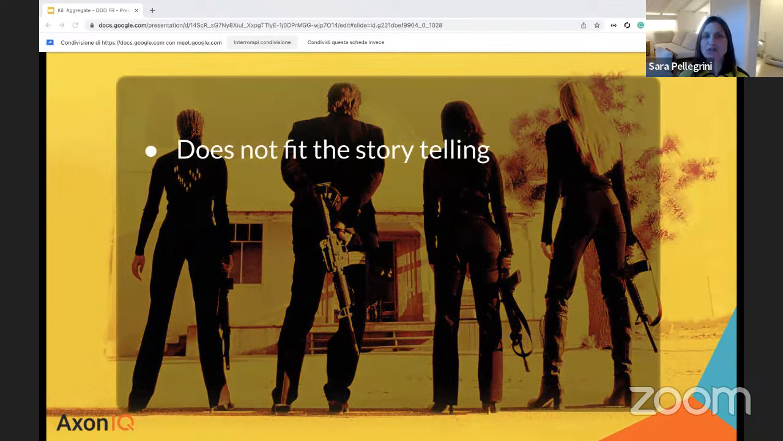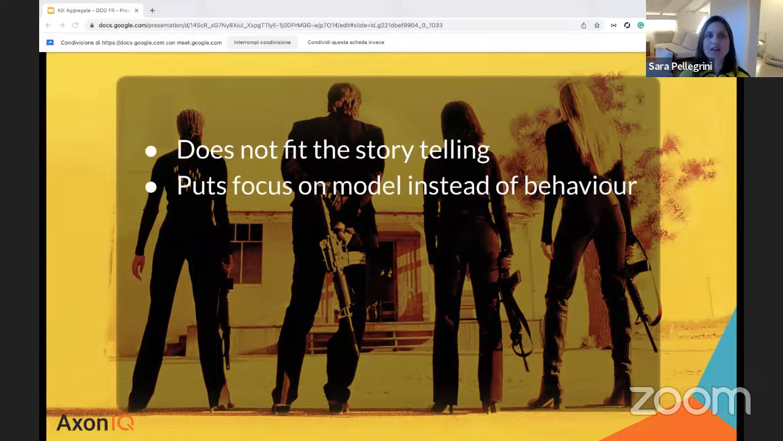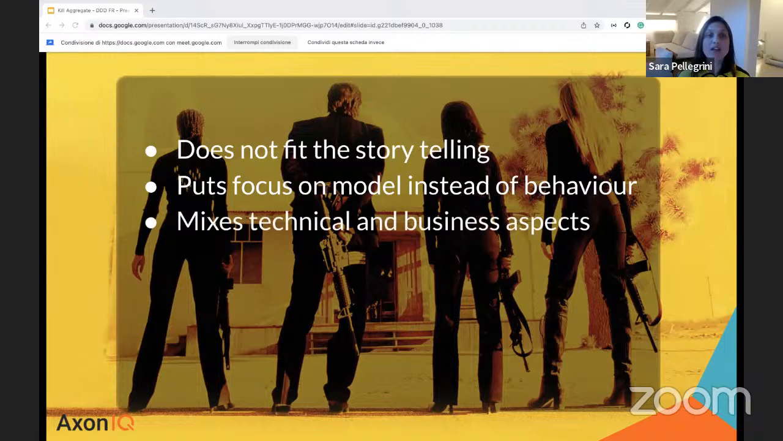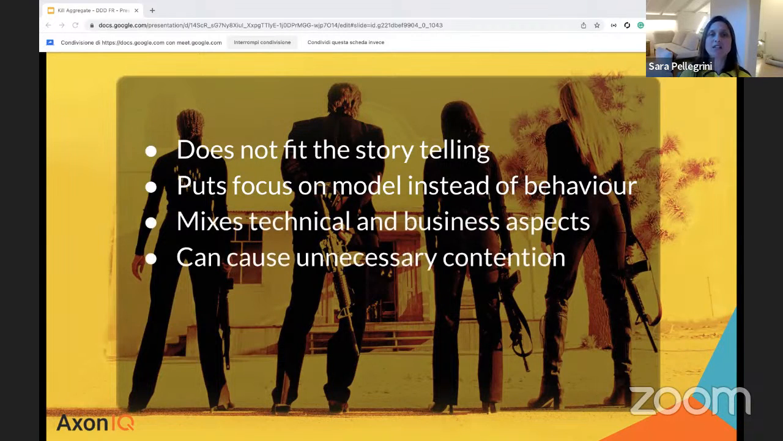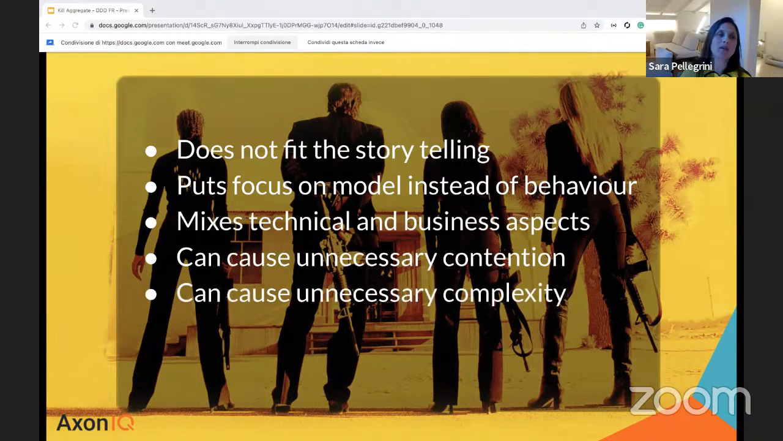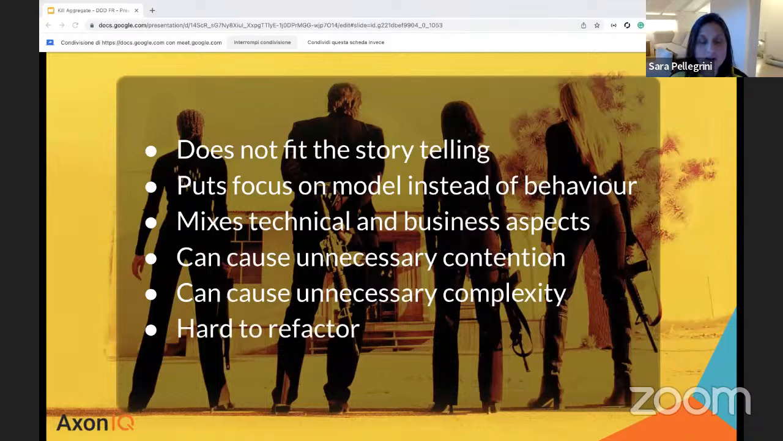Here they are, all the negative elements of the aggregate. The aggregate does not fit the storytelling. It moves the focus from the behavior to the model. It mixes technical and business aspects. It can cause unnecessary contention and complexity. And in some cases, it is difficult to refactor. So we just need to shoot it down.